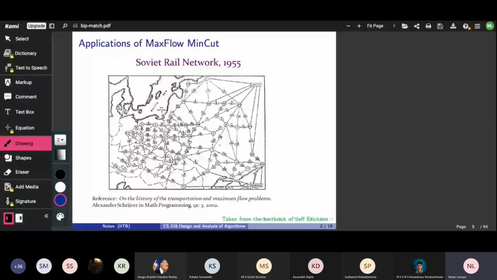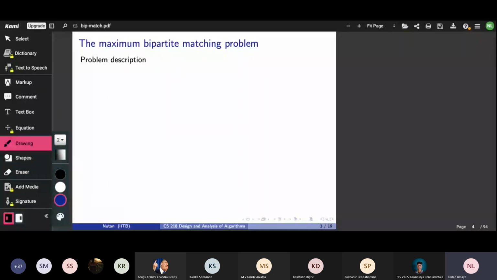Of course, we saw a couple of other applications like finding edge disjoint paths, which is also related to this problem, and network connectivity, which is also related to this picture. Now, the next application I'll talk about is slightly different. It is not so directly connected to this picture here. That is about the maximum bipartite matching problem. Let me describe the problem to you. You're given an undirected graph that is bipartite.